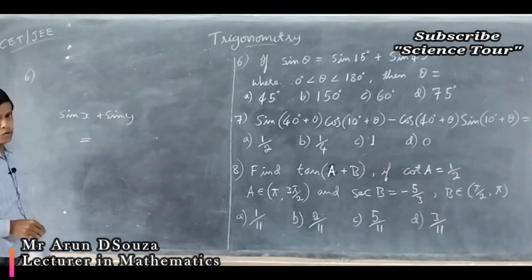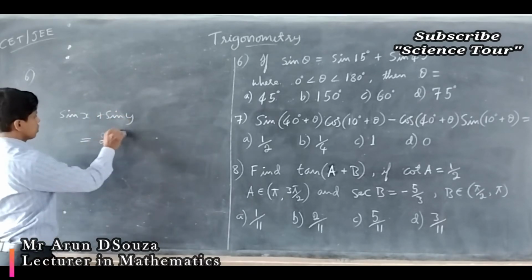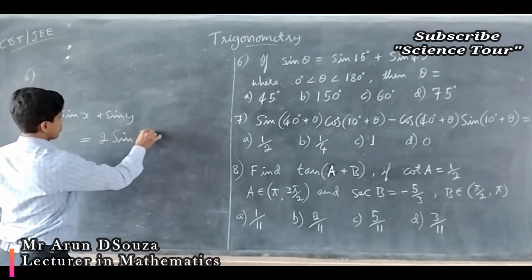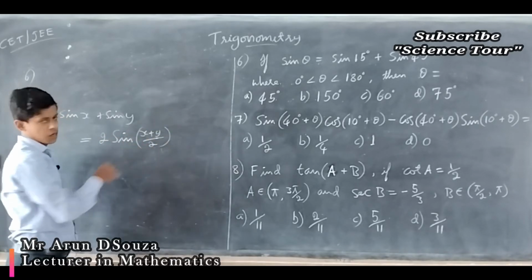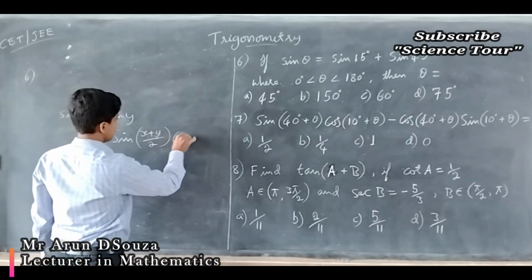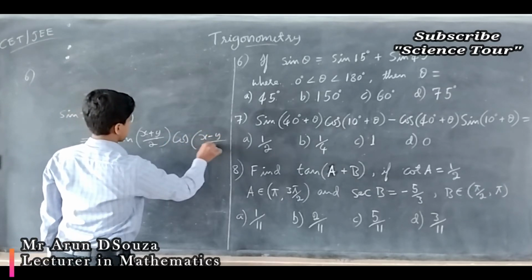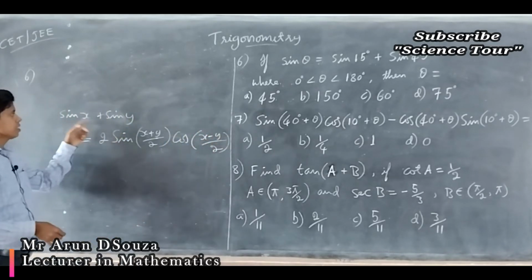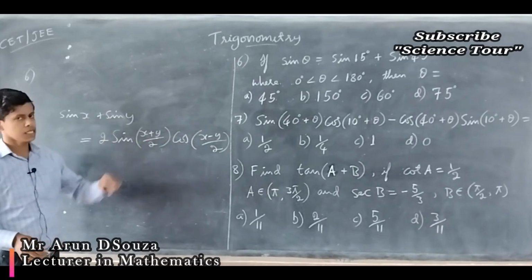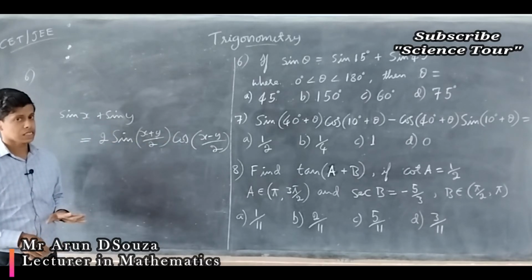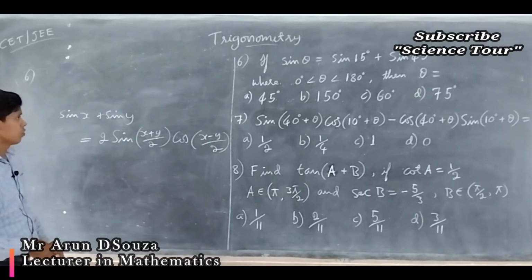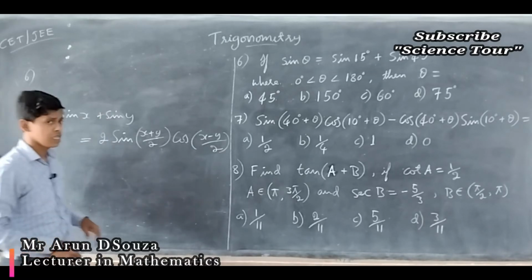So that is equal to 2 sine (x plus y)/2, is it not? And then cos (x minus y)/2. So if you have s plus s, that will be 2sc. Do you remember that? Sin x plus sin y formula. So that is the formula I am using.